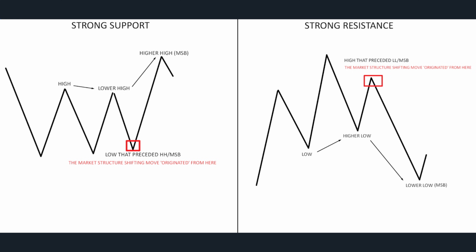Here's the home-cooked diagram version, right? Strong support. We're almost working backwards. So you've got the high, the lower high, higher high. Okay, we know that's important because the higher high is the break in market structure. That's some serious stuff. Where did it come from, so to speak?